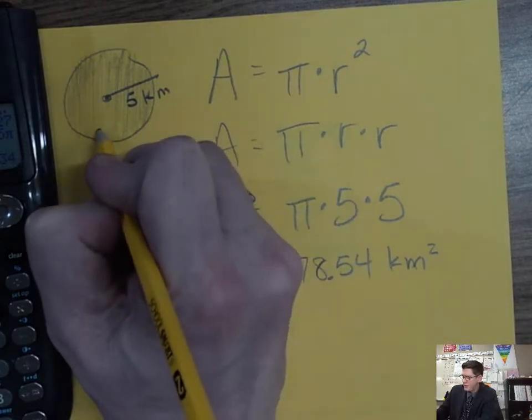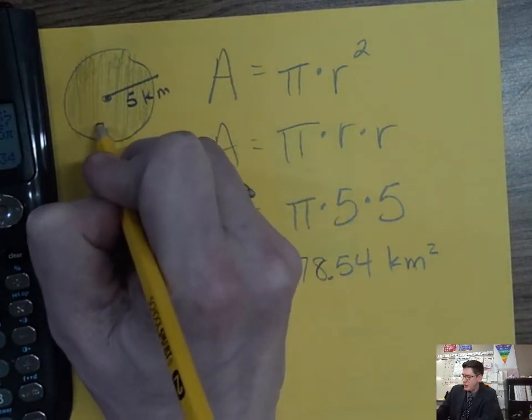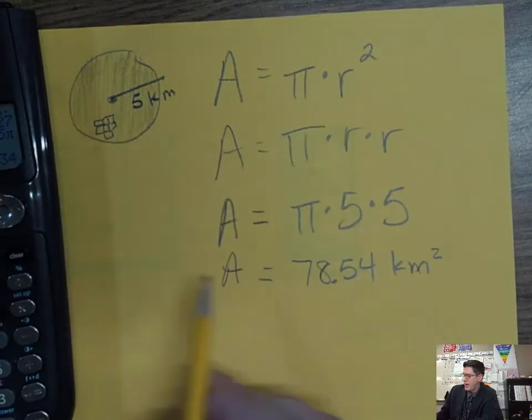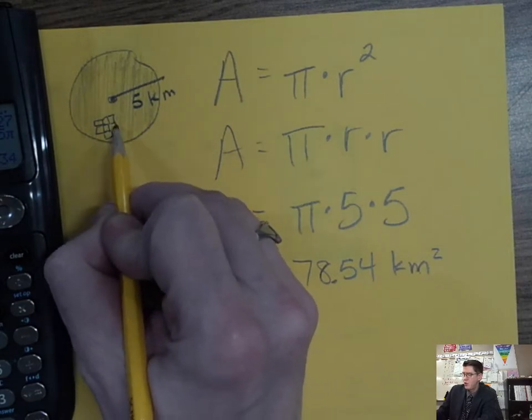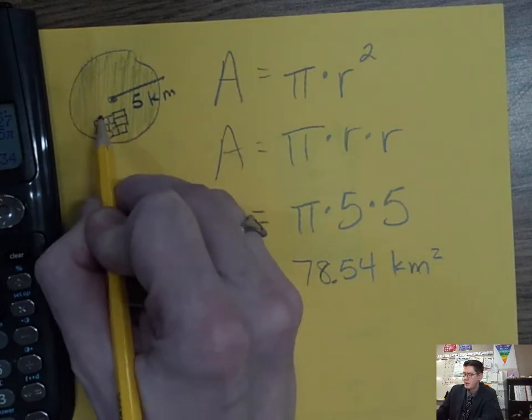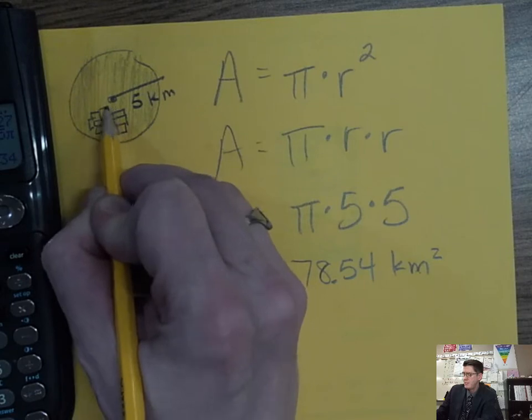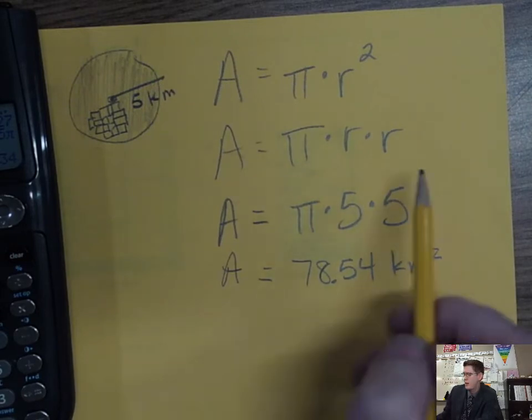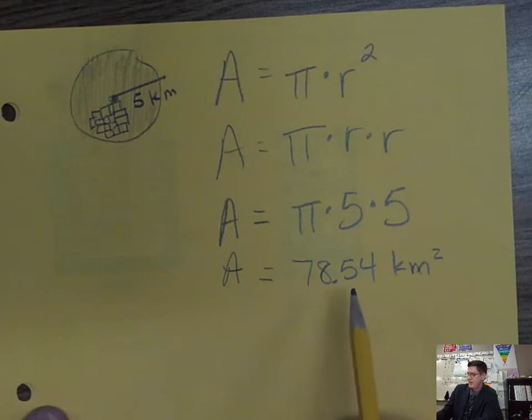That means there's 78 squares in here. 1, 2, 3, 4, 5, 6. I can map it out. It's 78.54 of these square kilometers, or these kilometers squared. I can map it out, and you can see that there's 78.54 of them. Area means squares. How many squares are there? And we'll talk about that more later, but I can introduce it now. So there's the area.